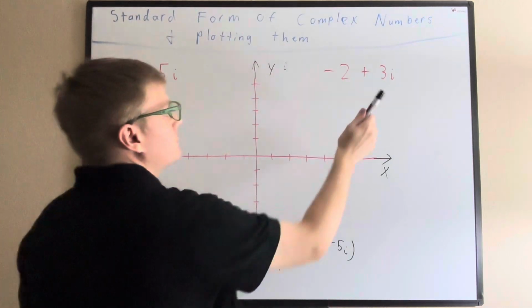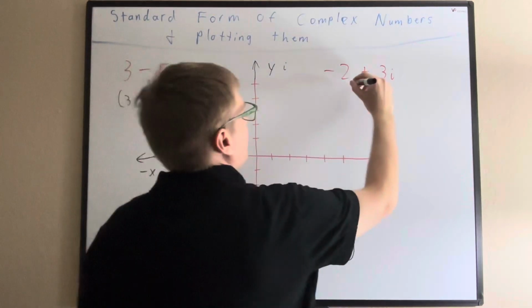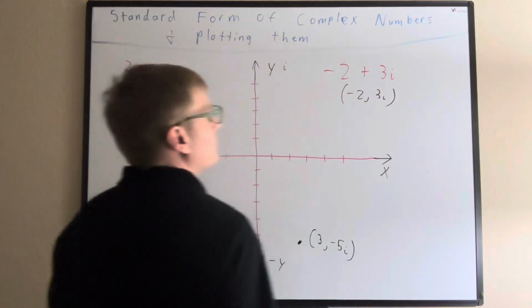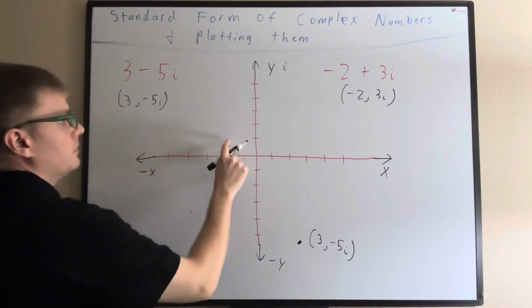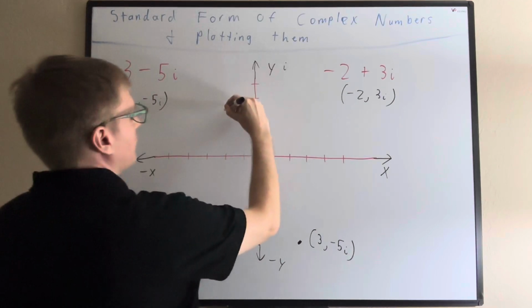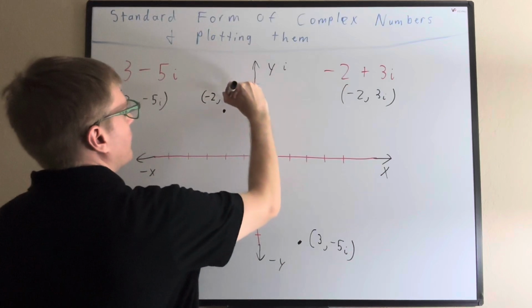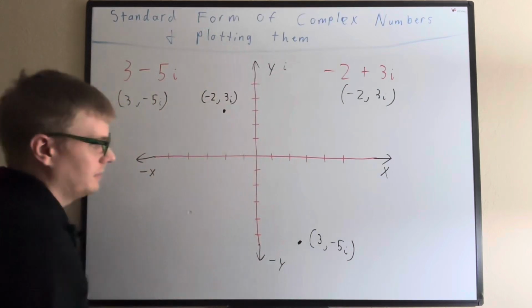And the other one, same thing. That would just be -2, 3i. 1, 2, 1, 2, 3. Well, that wasn't so bad, was it?